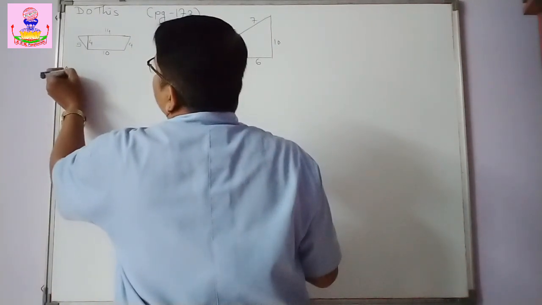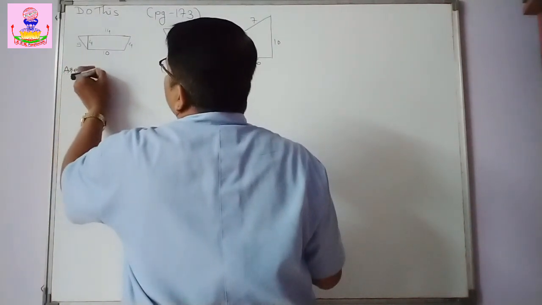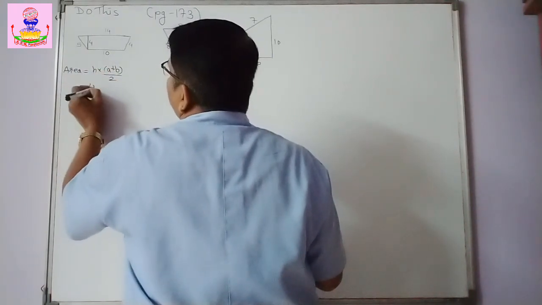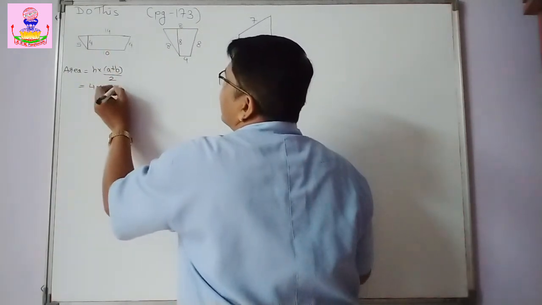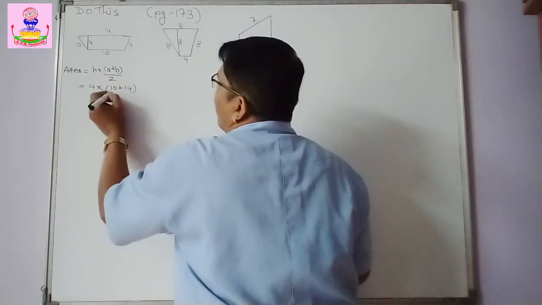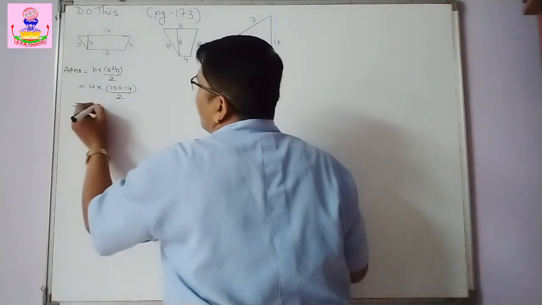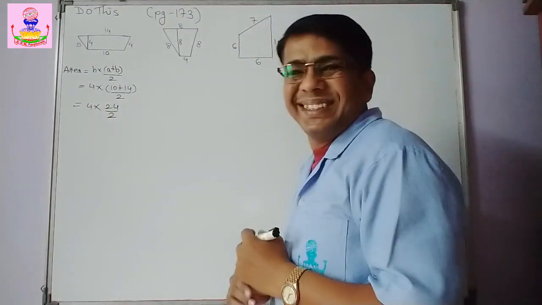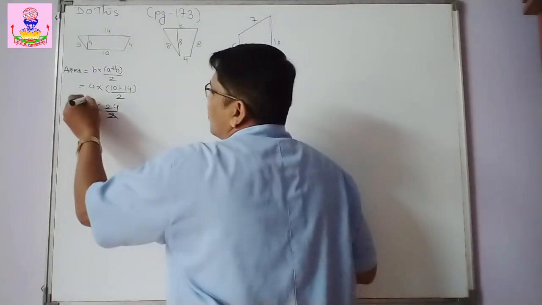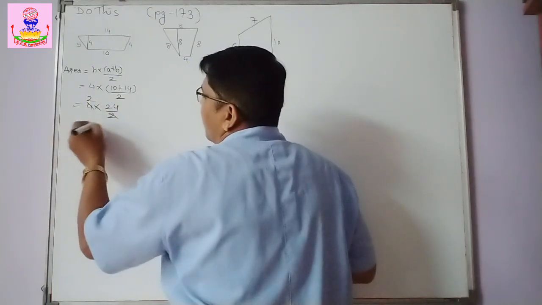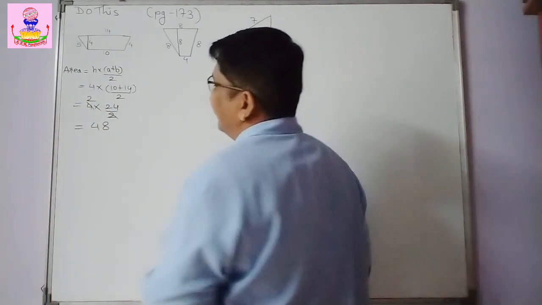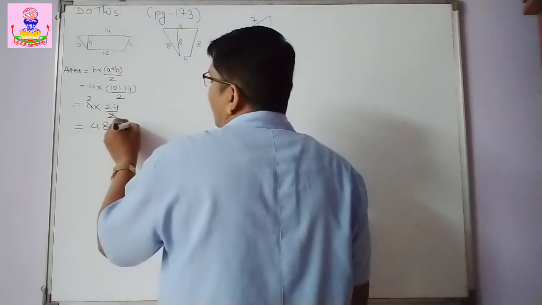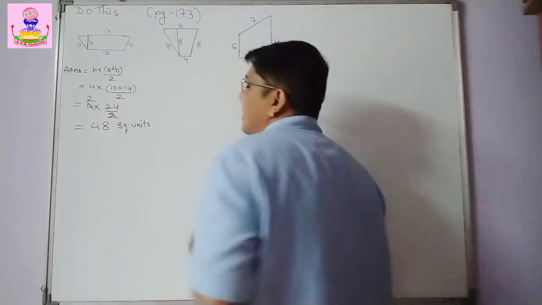Okay. So area of this is equal to h into (a plus b) upon 2. Now here h is 4. Suppose a is 10, b is 14, upon 2. So 4 into (10 plus 14), 24 upon 2. 2 ones are 2, 2 twos are 4, and 24 twos are 48. Okay, 48 square units. We don't know the unit what it is.